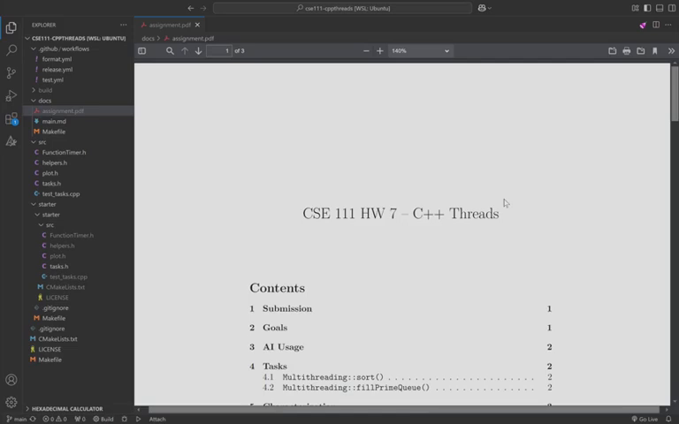So this is the multi-threading assignment. It's overall pretty simple. There's only a couple functions that you will need to implement for this.